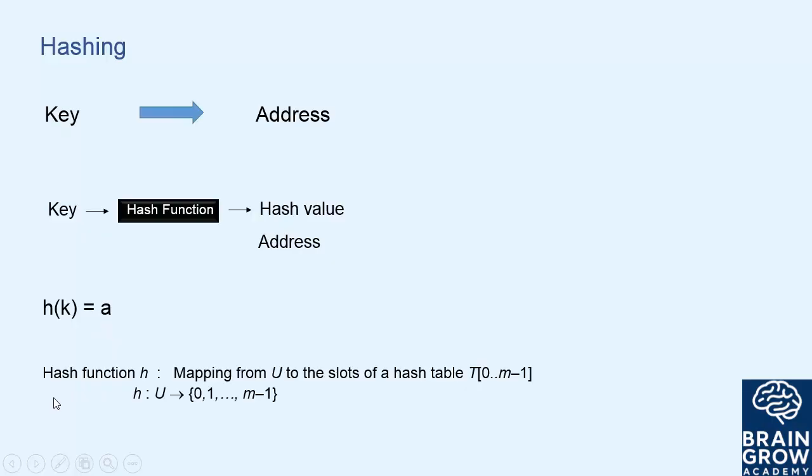So we can say that hash function h is a mapping from the universe of keys to the slots of a hash table. And this process of generating an address from a key is called hashing the key. And a hash table is the array in which the records are stored and retrieved using this process of hashing.